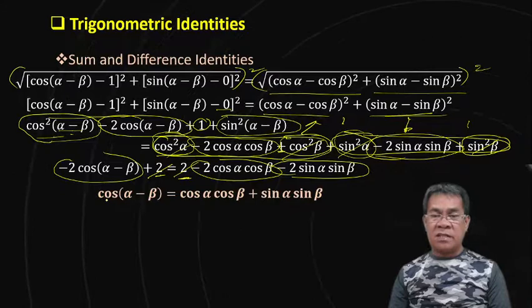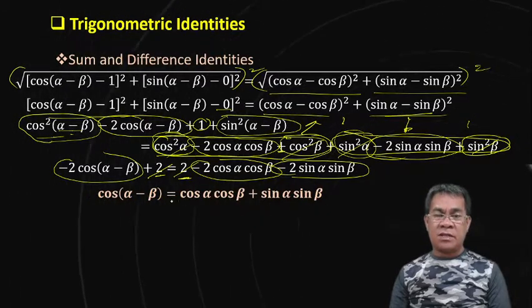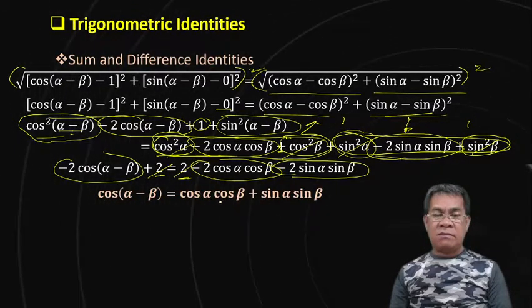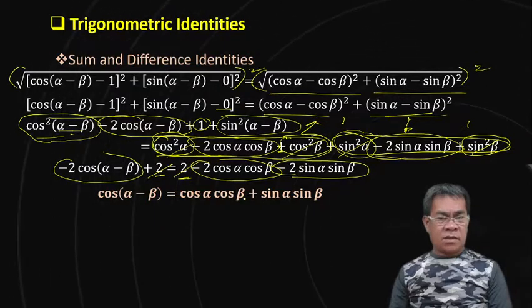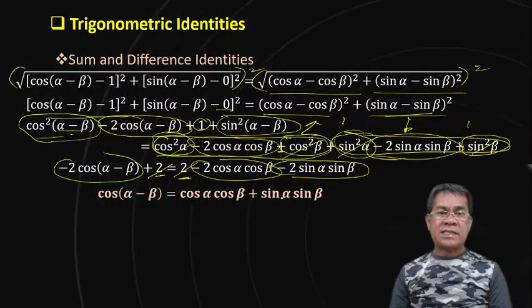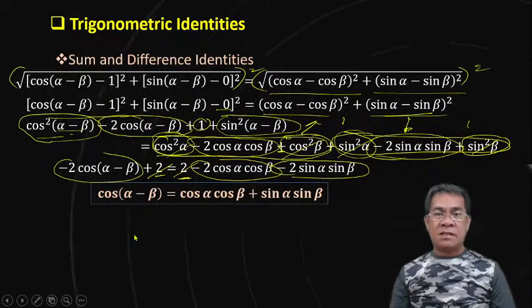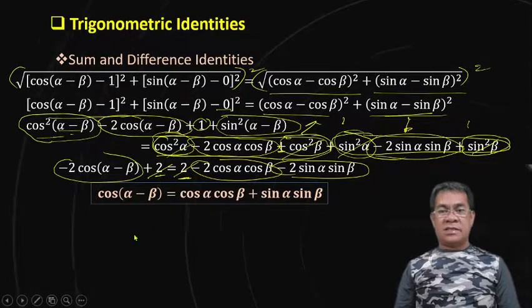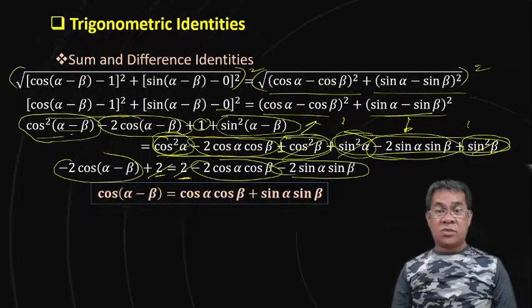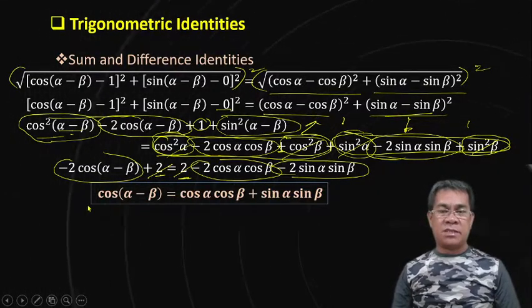The cosine of alpha minus beta is what? Cosine alpha cosine beta plus sine alpha sine beta. So this is our first difference identity, and this is the cosine of alpha minus beta.